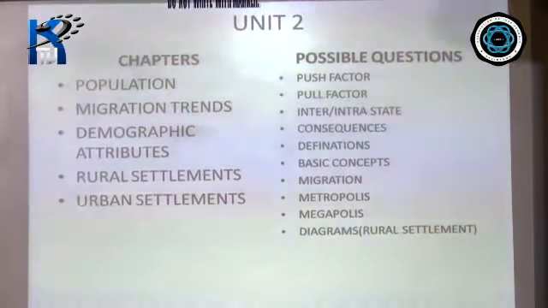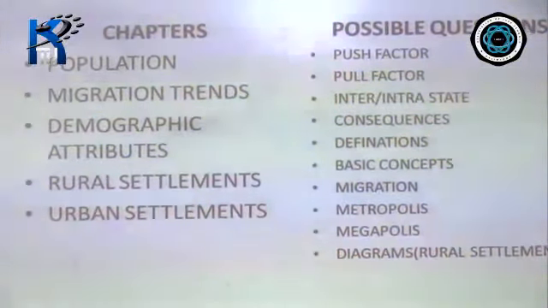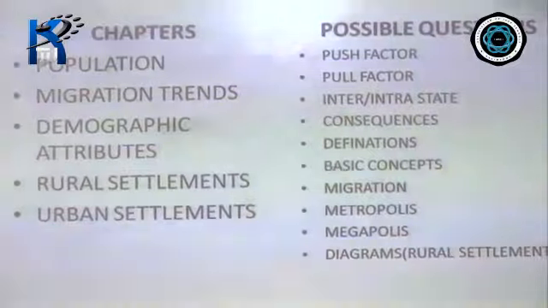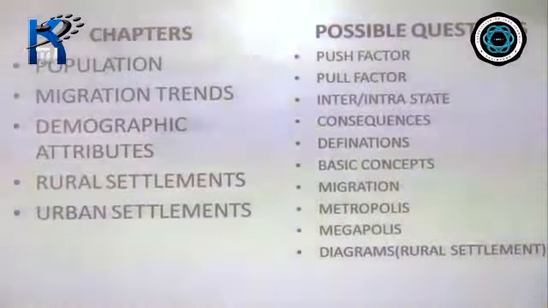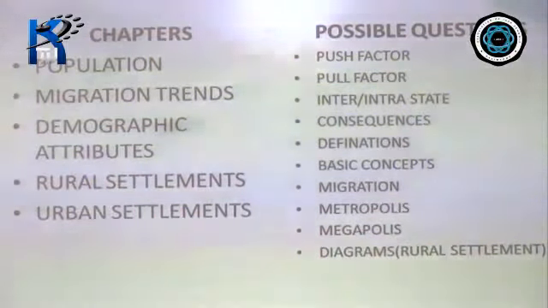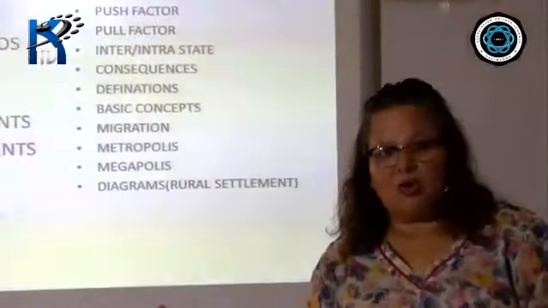Another important question that has been repeated several times is: what is a push factor and a pull factor in population? What is interstate and intrastate migration? You have to know the reasons for push factors and pull factors. Another place where students tend to make mistakes is the difference between inter and intra. Please be careful. Inter means from one state to another state. Intra means within the state. So migration within the state is called intra, and from one state to another state is called inter.